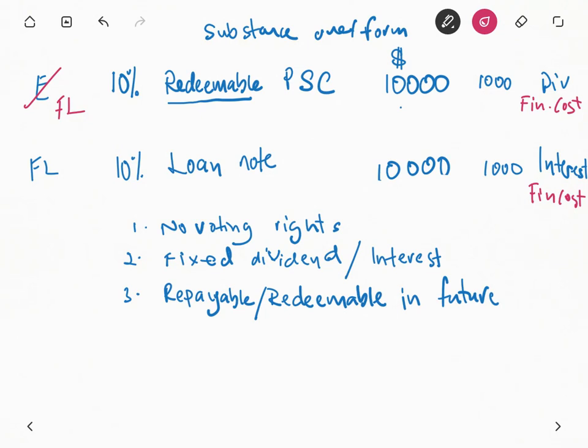If not, you will see many companies, they will start to issue redeemable preference share rather than taking a loan, because they want to improve their gearing. So cannot apply substance over form. You still got to declare, recognize them as liability. Okay?